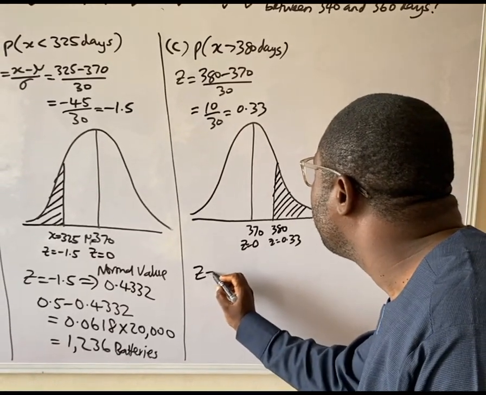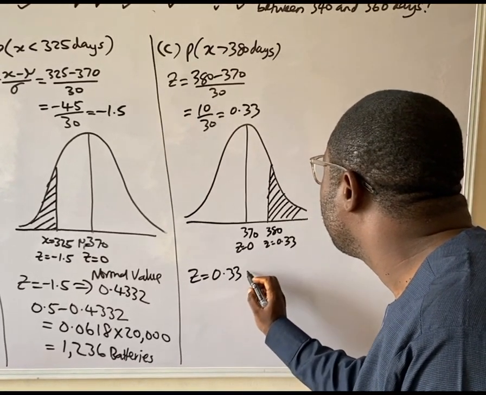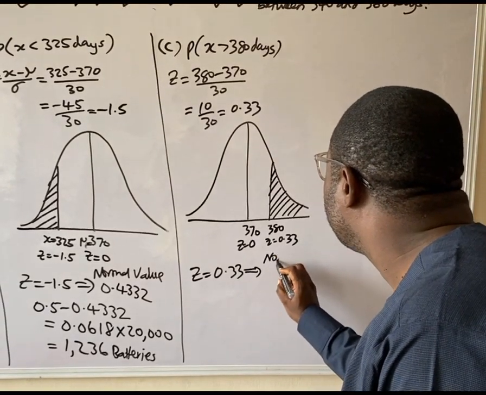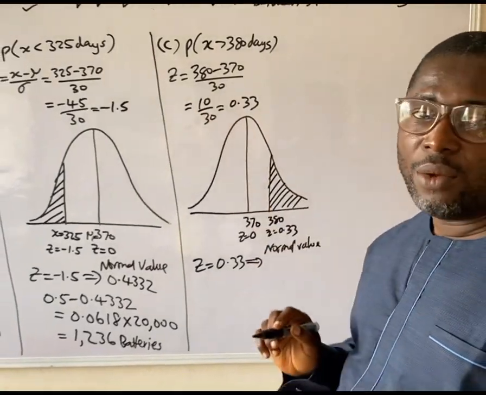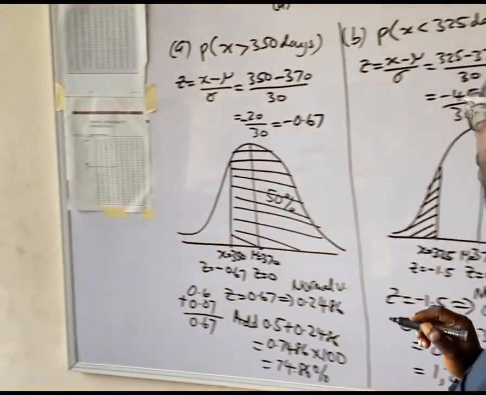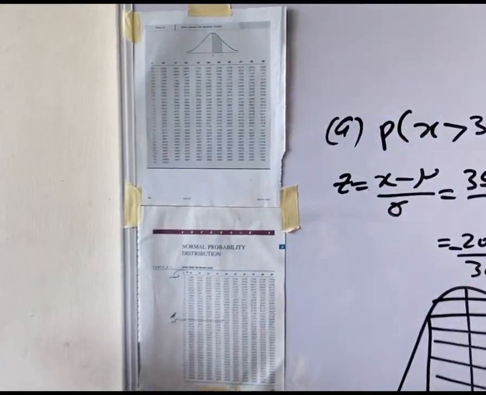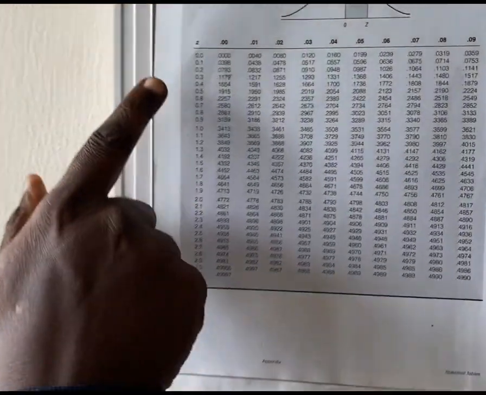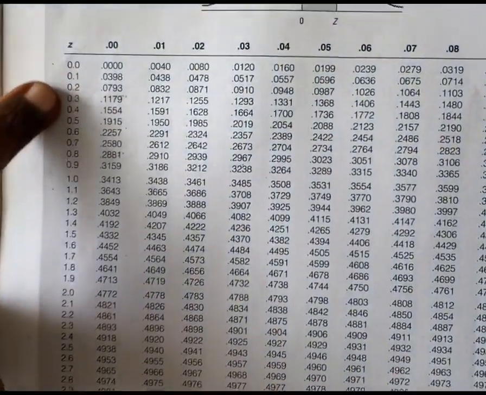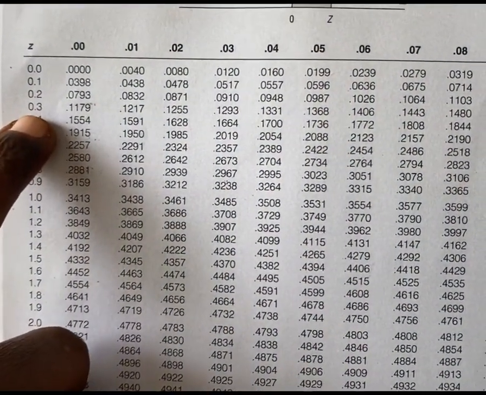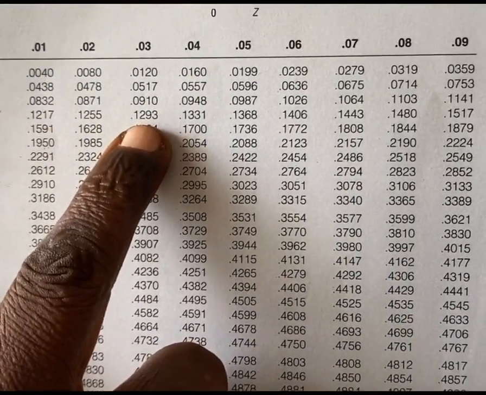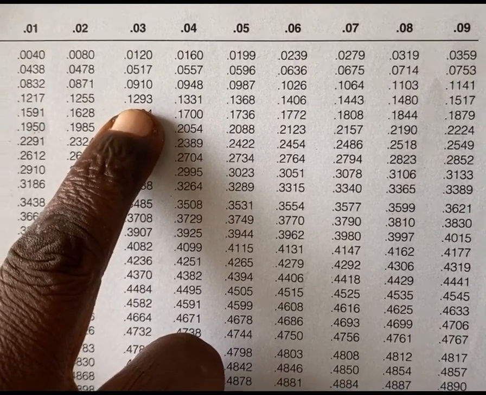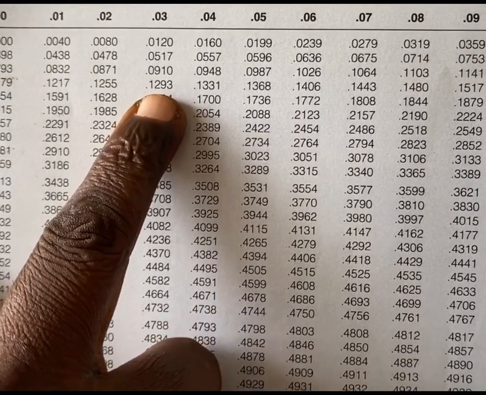We have the z-score, z of 0.33, and then the normal value. We'll go to our table to find this. So what are we looking for? We're looking for 0.3. This is 0.3 under 0.03. So this is what we have, 0.03. So this will give us 0.1293.